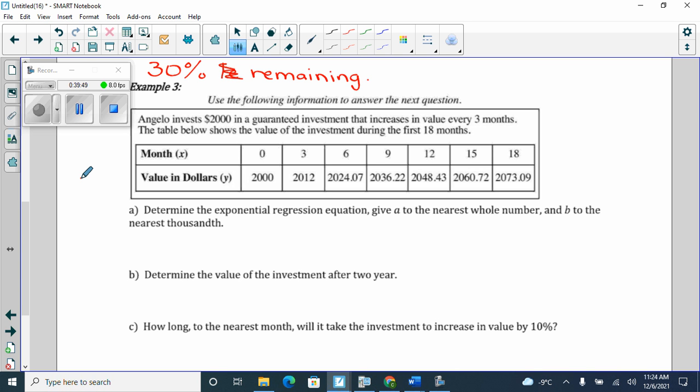Now this one wants, Angelo invests $2,000 in a guaranteed investment that increases in value every 3 months. The table below shows the value of the investment during the first 18 months. This sounds like one of those other exponential word problems we did, except it's a regression. So it says determine the exponential regression equation. Give A to the nearest whole number and B to the nearest thousandth. Determine the value of the investment after 2 years. Typo. And how long to the nearest month will it take for the investment to increase in value by 10%? So try that out.